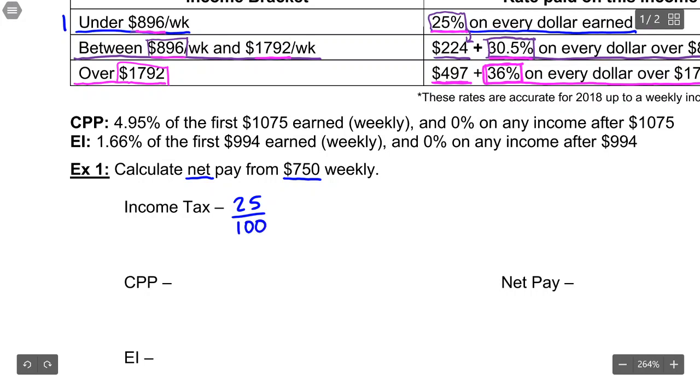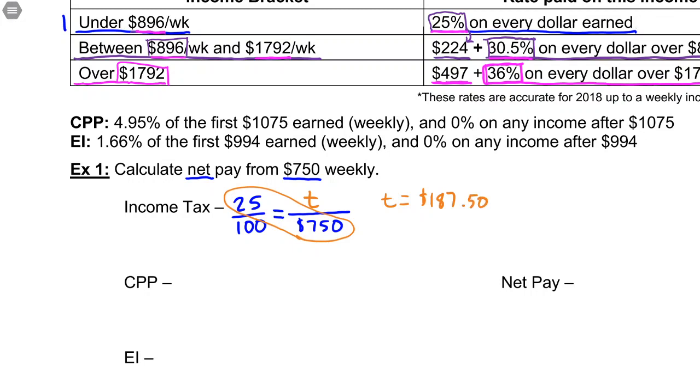So remember, if you're trying to do a percentage of a number, one way that I've shown you in previous videos and previous lessons is to do 25 per 100, because percent literally means per 100. And then your total of $750 goes with your total of 100% underneath. And your unknown, your taxes, let's do T for taxes, goes up top. Then you are going to cross multiply and divide, and you find out that your taxes on $750 a week is $187.50.